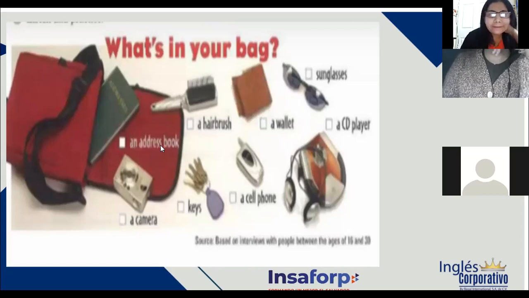¿Cómo pregunto? Solo lo va a decir. An address book. Madre, espérame. An address book. Correct. Thank you. Number 2.